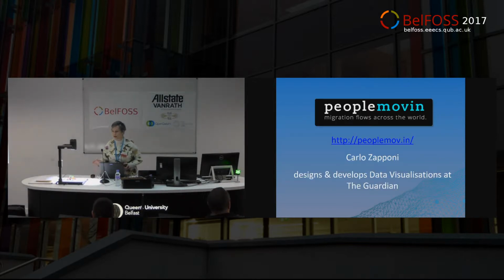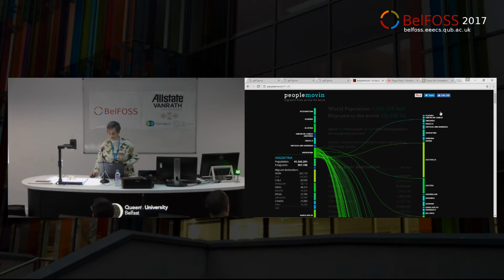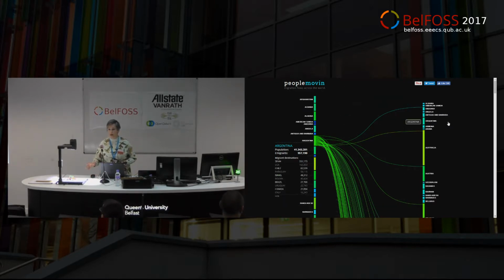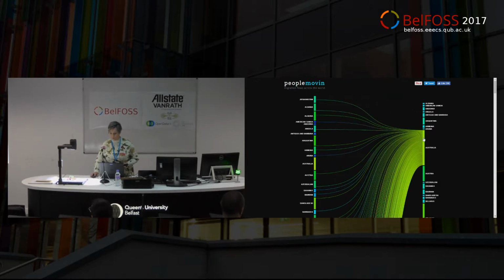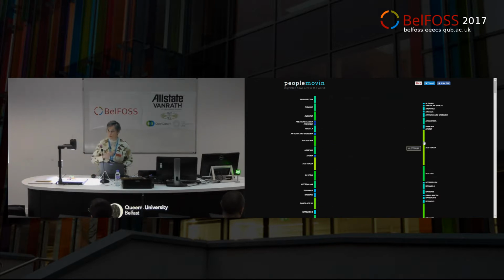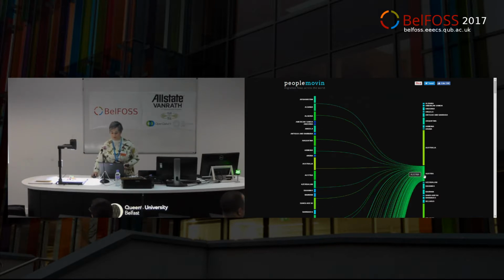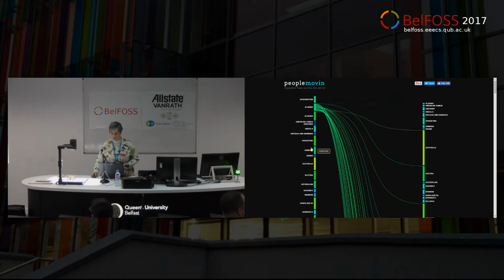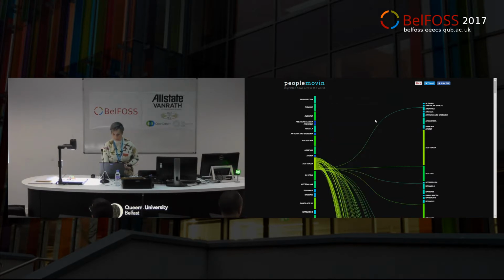There's a guy called Carlo Zapponi, and he does data visualizations for The Guardian. This is my favorite data visualization of his, where he took immigration and emigration data from each country, and then using a chord diagram, you're able to see where people came from and where people went to. I just think it's a really beautiful visualization, and it's quite a timely topic. So I think that one is pretty interesting.